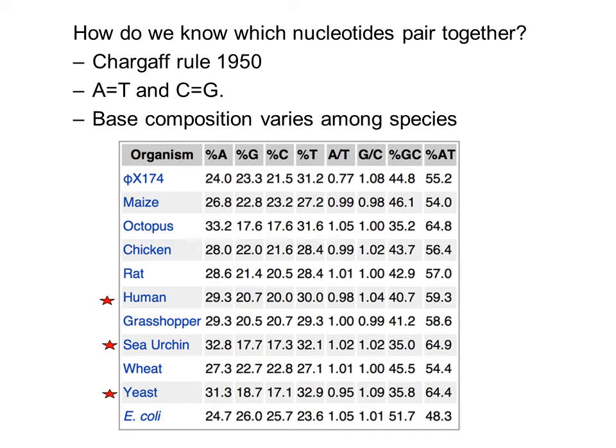So if you look at the image below, you see the red star by humans. So he did an analysis of human cells and he looked at the base composition. He saw that in the human cells, he had 29% adenines, 20% guanine, 20% cytosine, and 30% thymine. You would therefore deduce that A and T must go together because they are the same concentration, and G and C must go together because they are the same concentration.